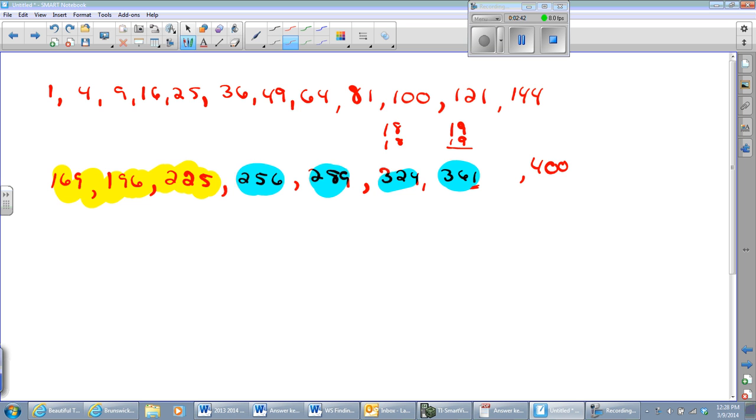18 times 18 is going to end in 4. So you see, there's my 4. And then 17 and 17 is going to end in 9. So notice they kind of go up. 19, 22, 25, 28, 31, 36.